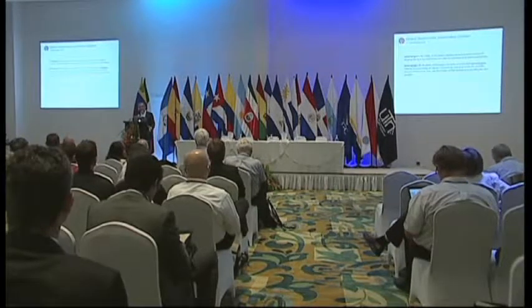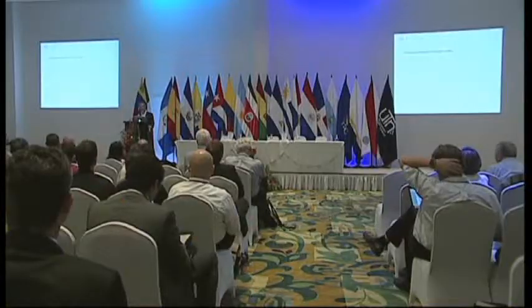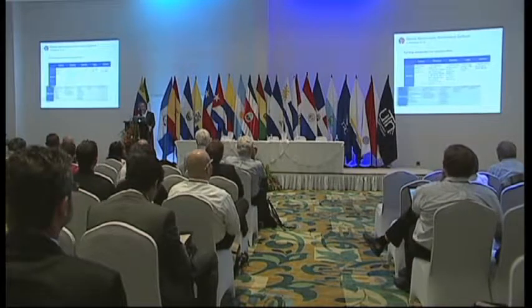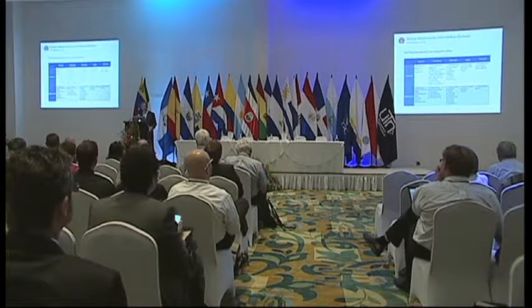Aichi target number 19 has more to do with the generation of knowledge by scientists. And it says, by 2020, knowledge, the science-based, and this is my own emphasis, technologies related to biodiversity, its values, functioning, status, and trends, and the consequences of its loss are improved, widely shared, and transferred and applied. This is where most of the activities that the roadmap to biodiversity informatics, which I will briefly mention now at the end of this presentation, focus.